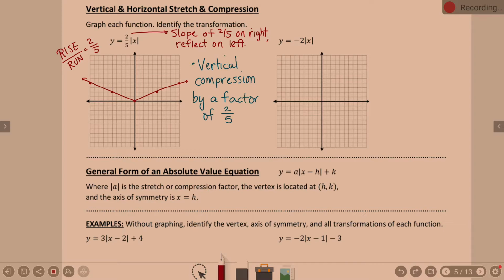Okay, questions on that? Tell me if you have questions, because otherwise I might keep moving. Let's try the next one. Y equals -2 times the absolute value of x.